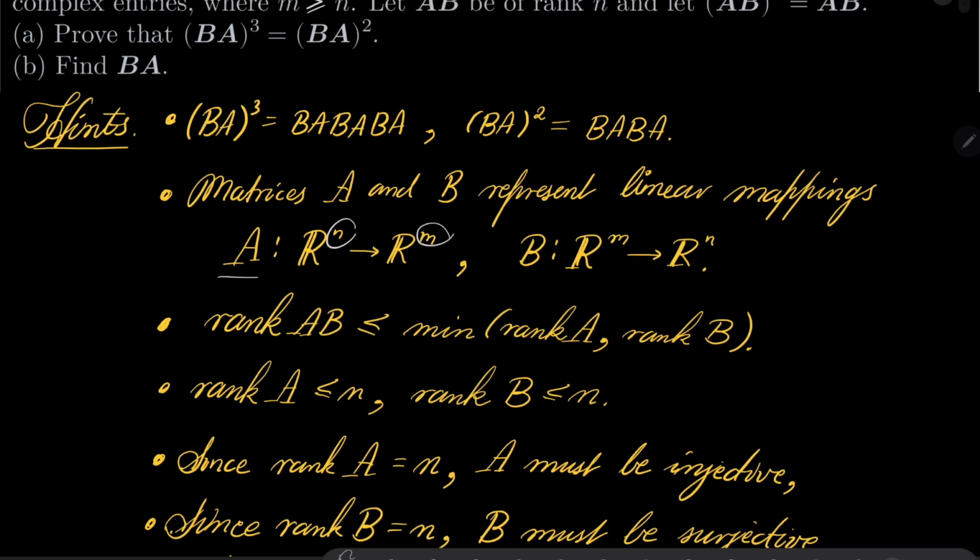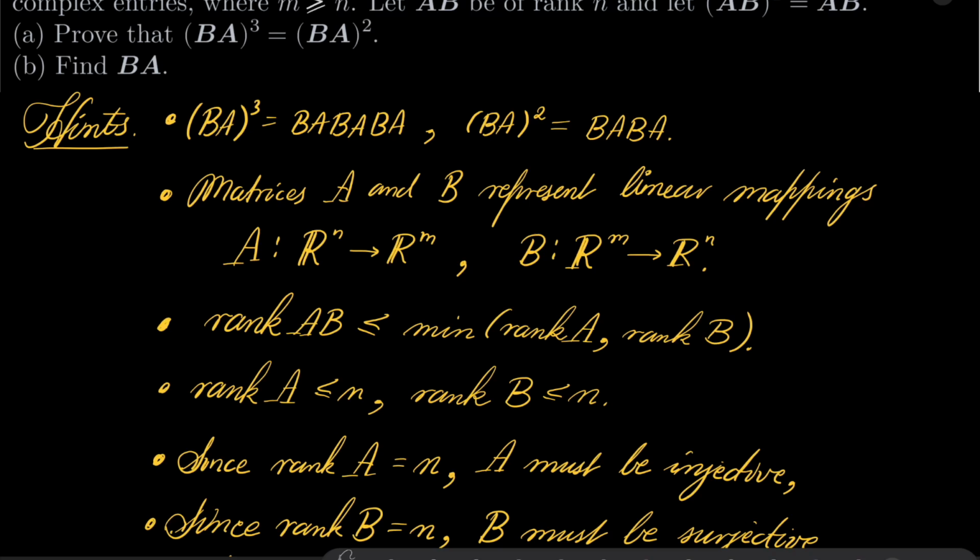So if matrix A has m rows and n columns, then it can be seen as a linear mapping from R to the power of n to R to the power of m. Likewise, B can be viewed as a linear mapping from R to the power of m into R to the power of n. And by the way, I will not distinguish between matrix and linear mapping. It's not a very serious conflict of notation, but it should not lead to any misunderstanding.